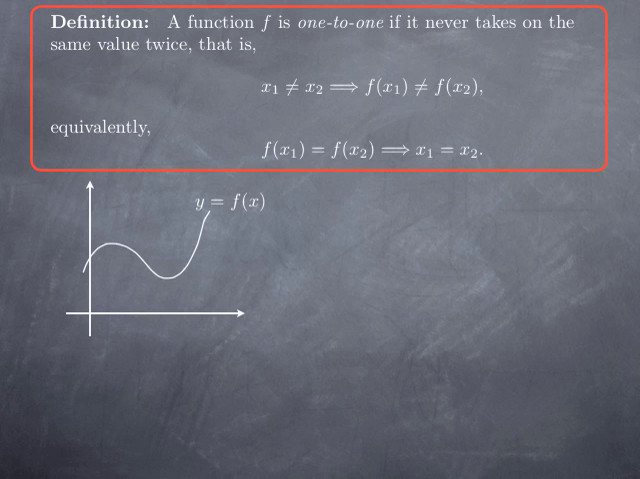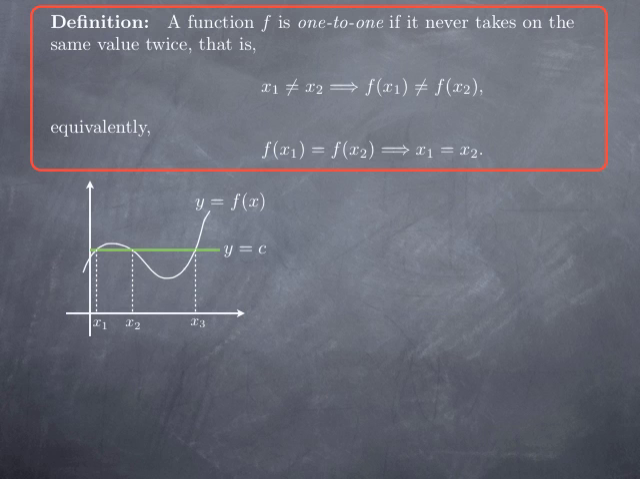So graphically, what does that mean? Let's look at this function, for instance. And we can ask the question, is that a one-to-one function? Well, let's look at a horizontal line y equals c. And here we see that this horizontal line intersects the graph in more than one place, specifically in 3 places. And look at the x-coordinates of these 3 intersection points. We have x1, x2, x3.